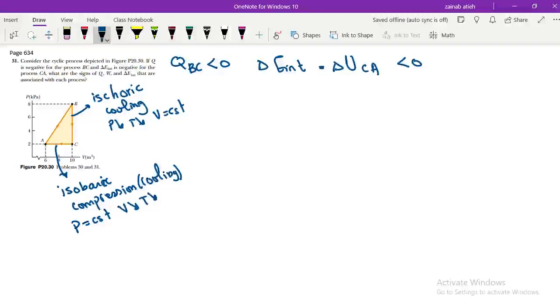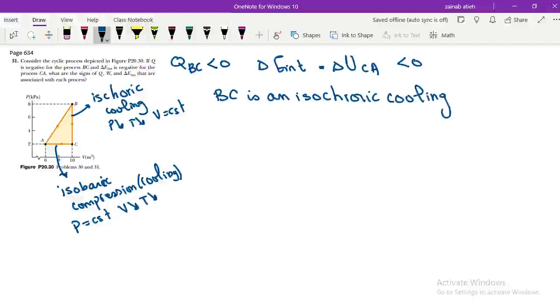For the process AB, it's none of the four processes that we have already learned, which are the isochoric, isobaric, adiabatic, and isothermal. So AB is not isothermal, nor adiabatic, nor isochoric, nor isobaric. It's just an oblique straight line, so I can't guess its Q and its delta U. We will do them during our process. Let's start first with the isochoric cooling. So BC is an isochoric cooling.